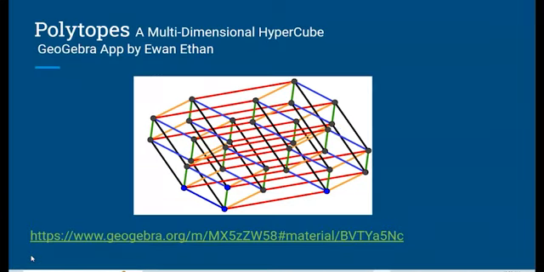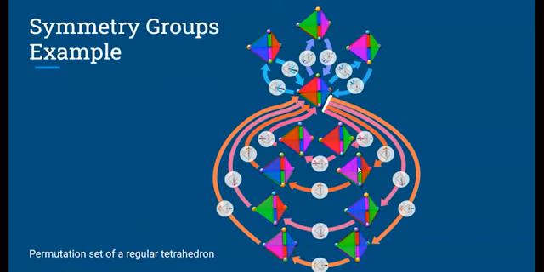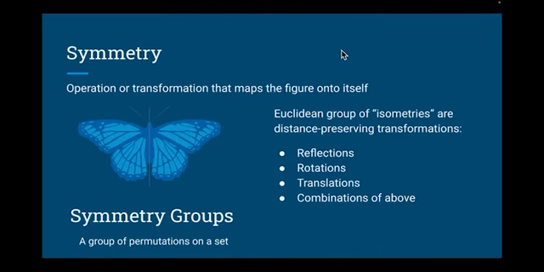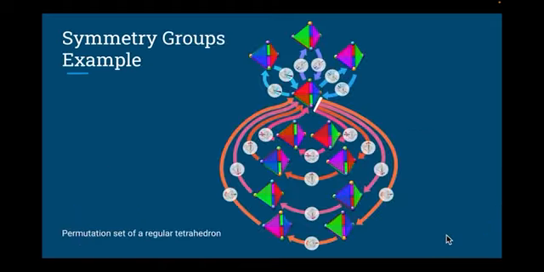And now Shahina with symmetry. Symmetry is an operation or transformation that maps the figure onto itself. For Euclideans, a group of isometries are distance preserving transformations such as reflections, rotations, translations, or a combination of any or all of them. The symmetry groups are a group of permutations on a set. So an example of a symmetry group is this permutation set of a regular tetrahedron.